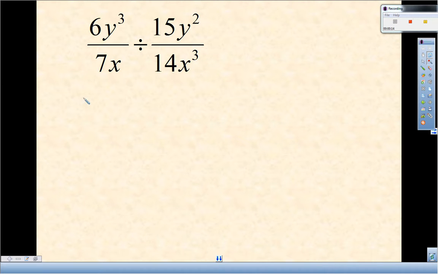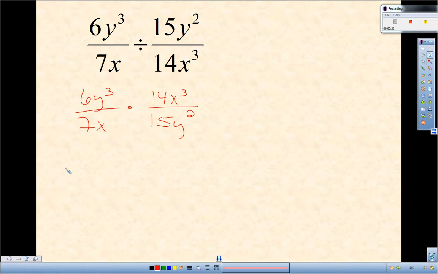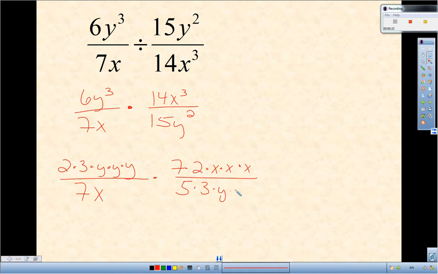So this is a division problem, so the first thing I'm going to do is leave the first expression alone, change the division to multiplication, and then flip the second one. I'm going to now factor 6 into 2 times 3, and I've got 3 y's. 7x gets left alone. 14 is 7 times 2. And then 15 is 5 times 3.